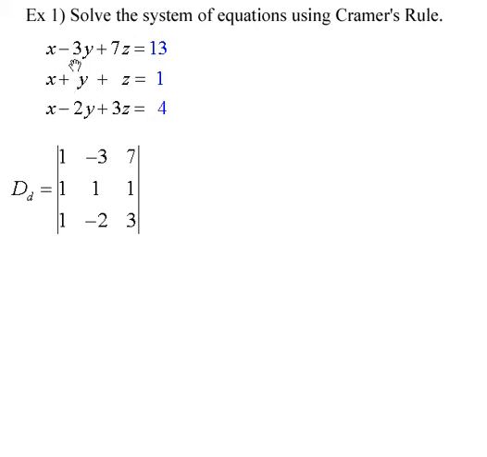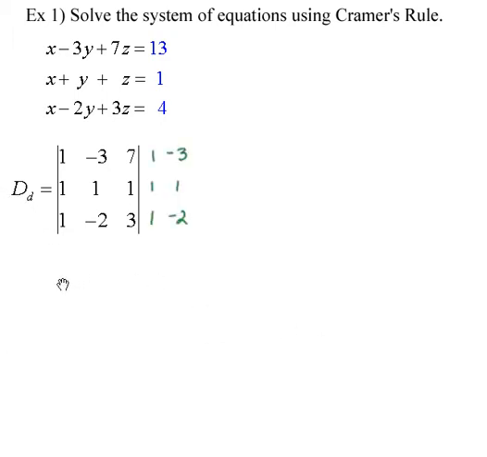Then we're going to take all the coefficients of y, negative 3, 1, negative 2, and put them in the second column, negative 3, 1, negative 2. Take all the coefficients of z, 7, 1, and 3, put them in the third column, 7, 1, and 3. When we find the determinant of this matrix, that will be the denominator of our answer.